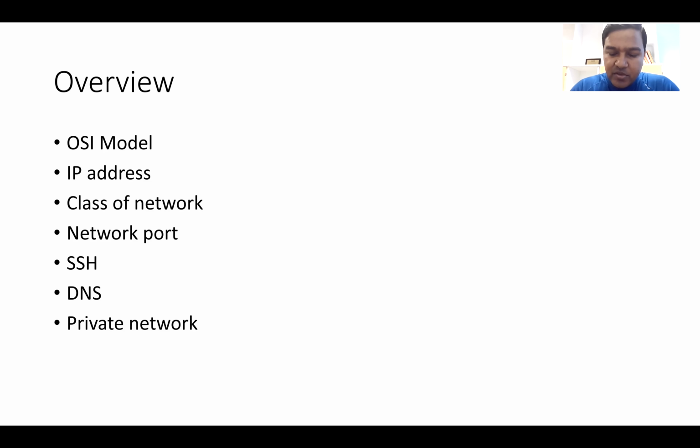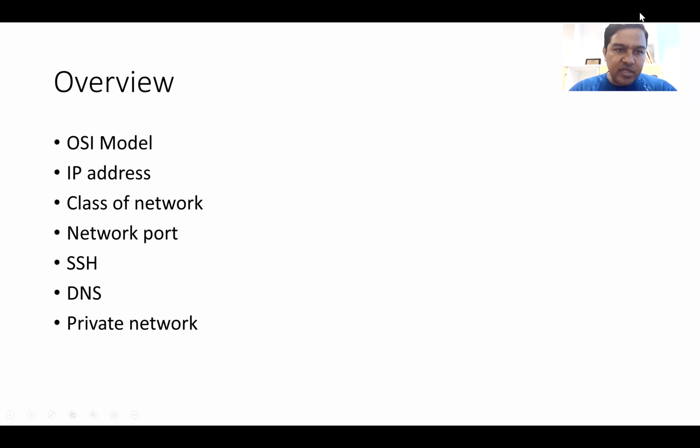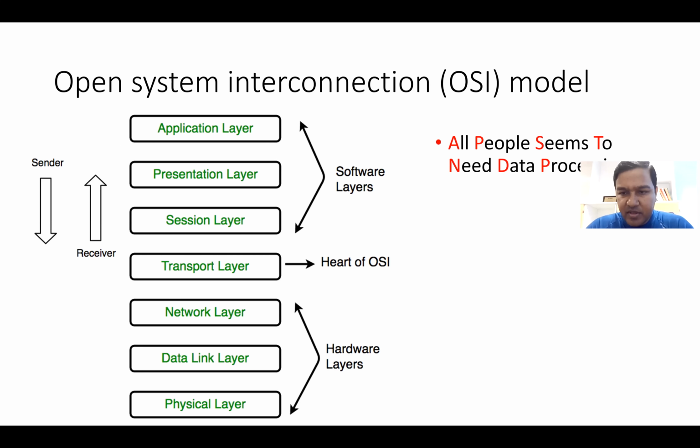So today we are going to start with some other networking concepts, which will be related to the OSI model, IP address, some classes of network, network port, secure shell, and domain name system. These are the things. Okay. So let's start with the network port.